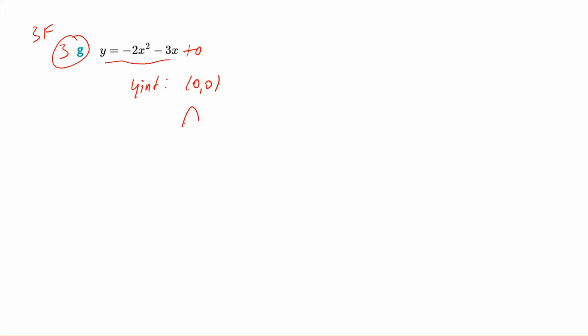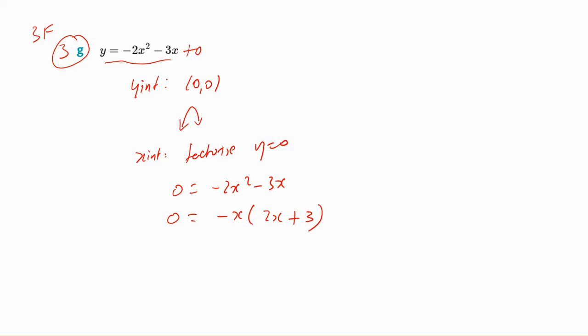I know it's going to be a frown. In order to get the x-intercept, factorize, making y equal 0. So 0 equals negative 2x squared minus 3x. Now, I can take a common factor of a negative out. If I take a common factor of negative x out, I get positive 2x and positive 3. So we've got two x-intercepts using null factor law.